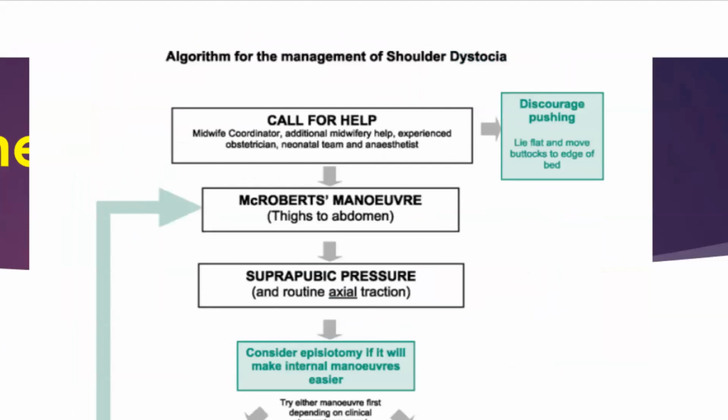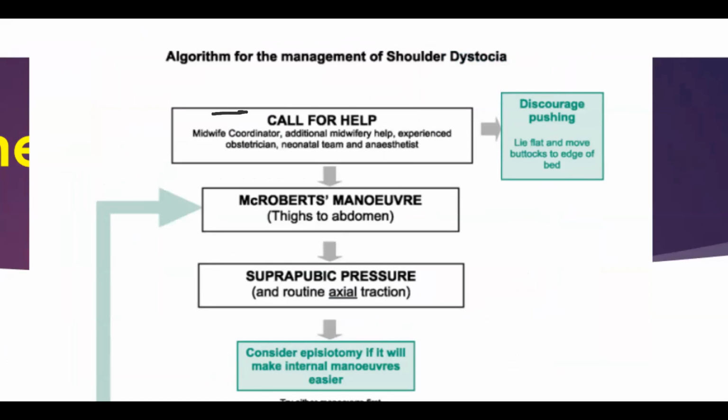Number 1, call for help. So I need to call more staff. I need to call the consultant or the senior. I want to call the midwife coordinator or the labor ward coordinator. I need to call the neonatal team, pediatrician or neonatal team as a whole, anesthetist as well. And I need to call more staff and more nurses. And I will ask one nurse, she will be only for documentation. She will start to document when we diagnose shoulder dystocia.